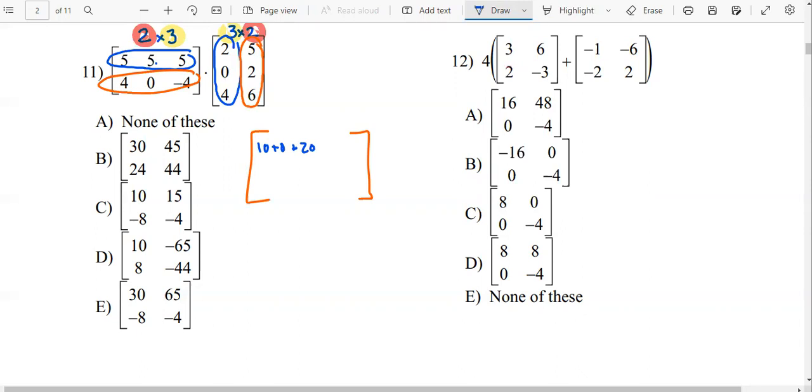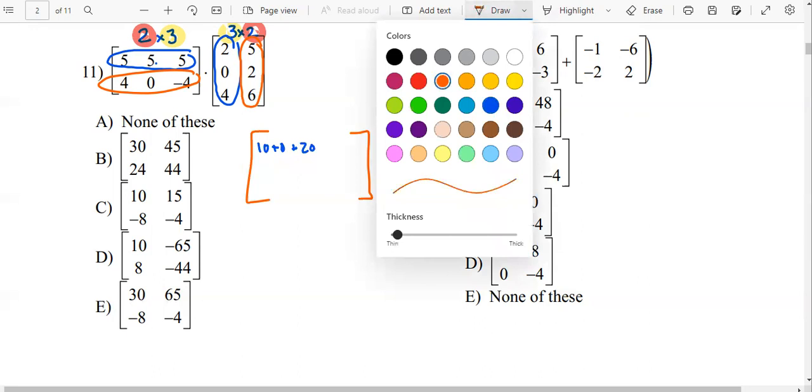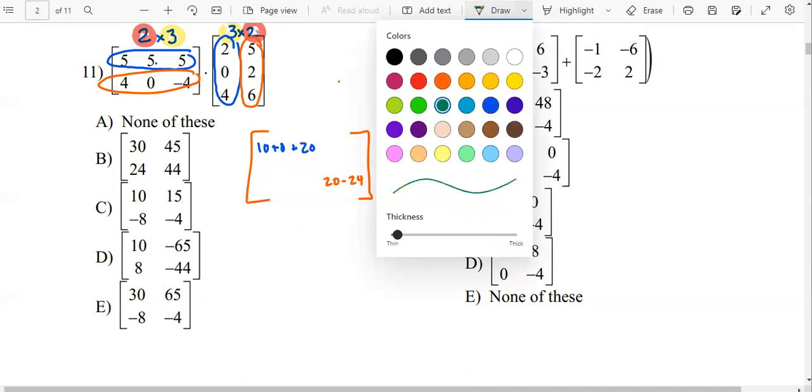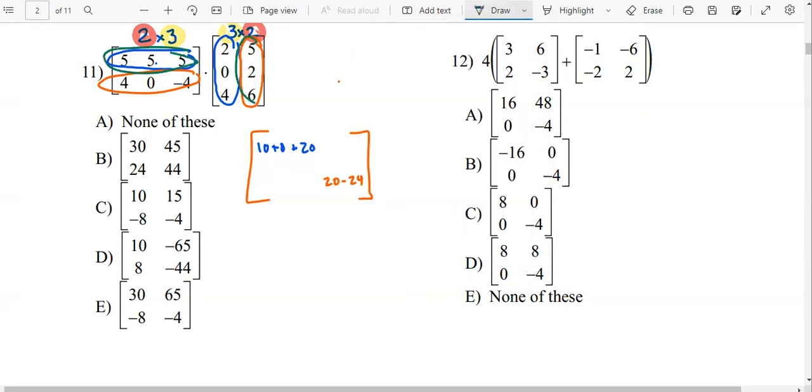Four times 5 is 20. Plus 0 times 2 is 0. Negative 4 times 6 is negative 24. All right, and now we need to do this one times this one. 5 times 5 is 25, plus 5 times 2 is 10, 30. I'm going to go ahead and start calculating this. 30, 50, 65.